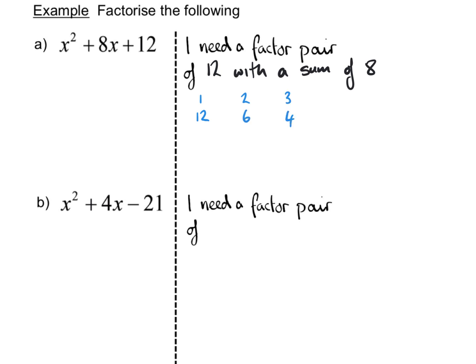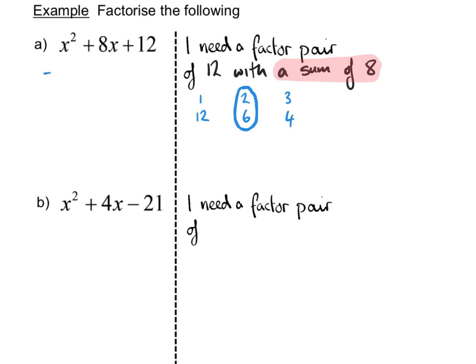Now this is where the sentence comes in handy. We're looking for the factor pair that has a sum of 8. Now 1 and 12 have a sum of 13, so that's no use. 2 and 6 have a sum of 8, so that's the one we're looking for. 3 and 4 don't have a sum of 8, they have a sum of 7. So 2 and 6 is the factor pair I'm looking for, so I'm going to write them there.